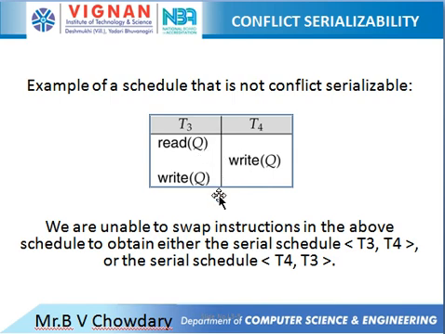In our example, in this sequence also, the data items are the same and at least one write operation is there. So either in this way or in this way, we cannot swap T3 T4 or T4 T3. We are unable to swap instructions in the above schedule to obtain either the serial schedule T3 T4 or the serial schedule T4 T3.